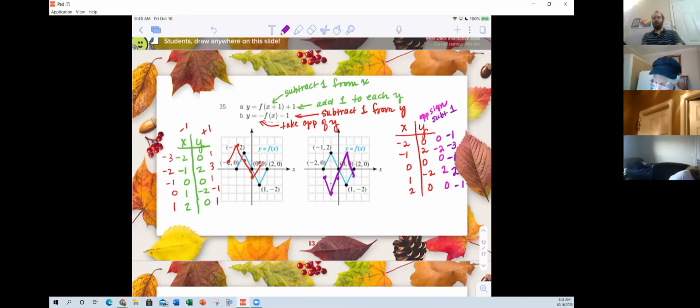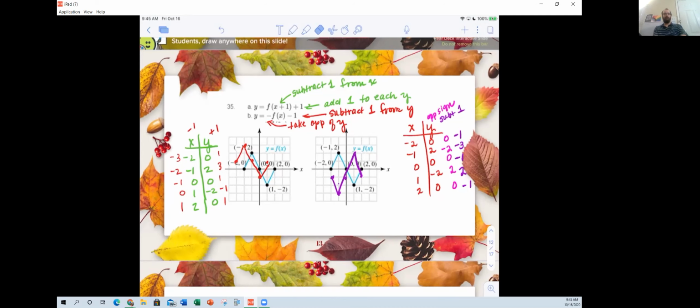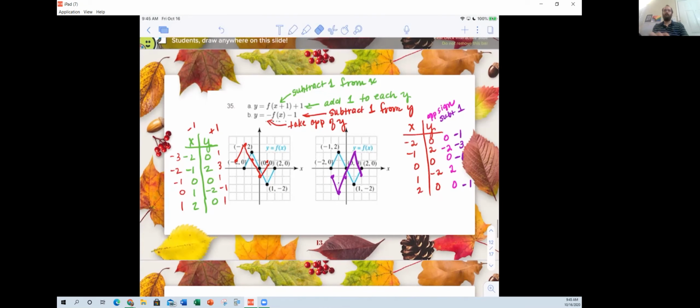Oh, I didn't shift. I didn't do that one. That should be a 1, right? So that's not symmetric. It should look like that. The whole thing should be shifted down one.